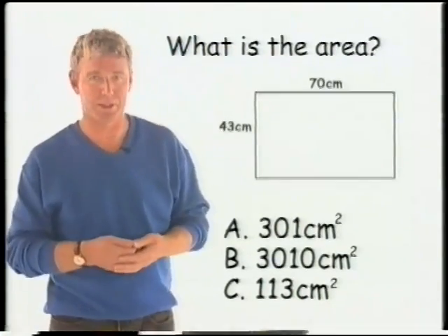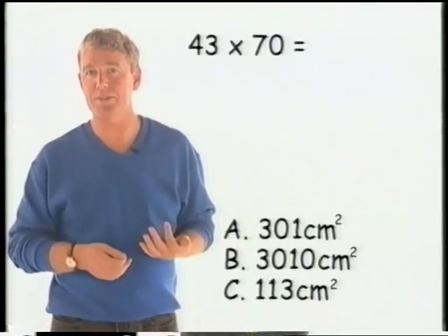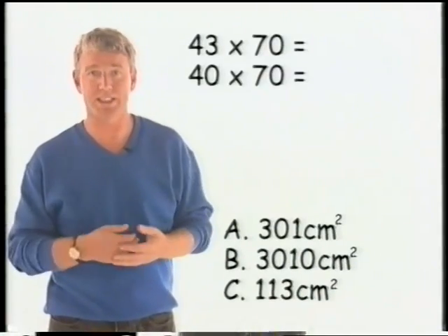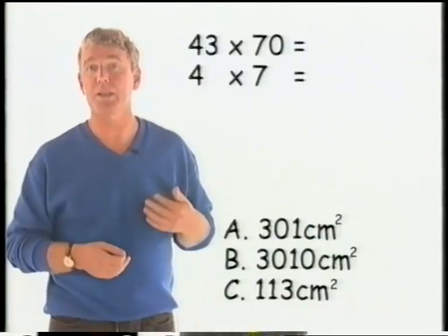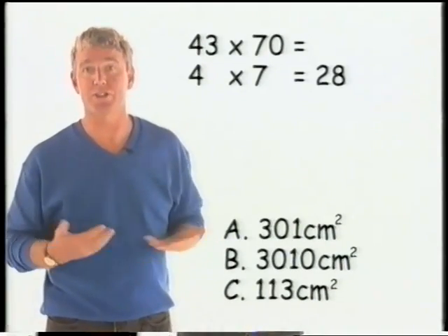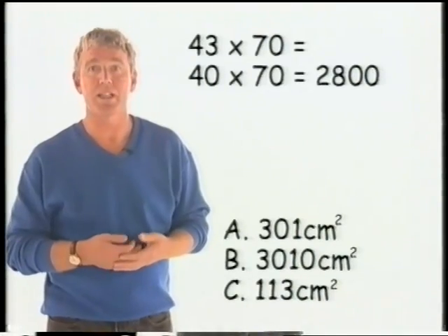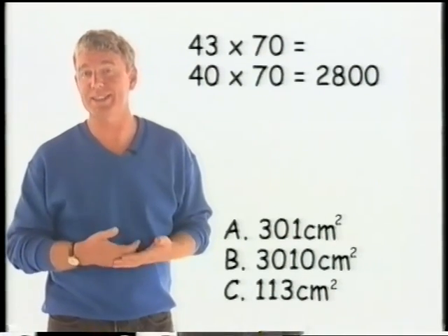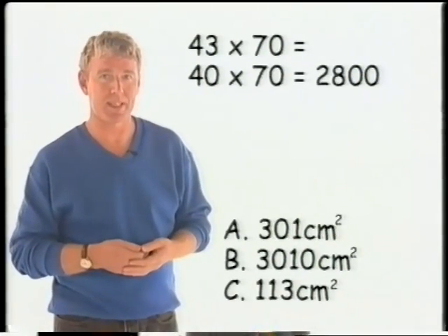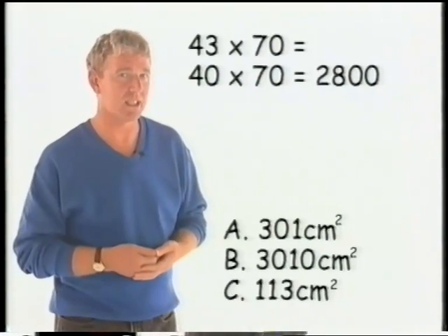First, make an estimate. 43 times 70 is roughly 40 times 70. 4 times 7 is 28, so 40 times 70 is 2,800. So that's the estimate, and already we can see which answer is right. Let's now find out the precise answer.